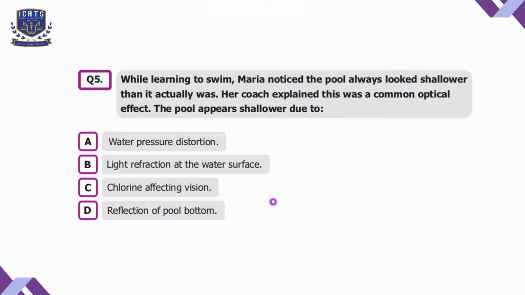This is a common optical effect and not caused by water pressure, chlorine or reflection. So we will select option B here. The light refraction at the water surface makes the pool appear shallower.